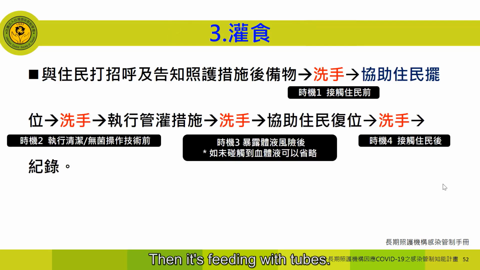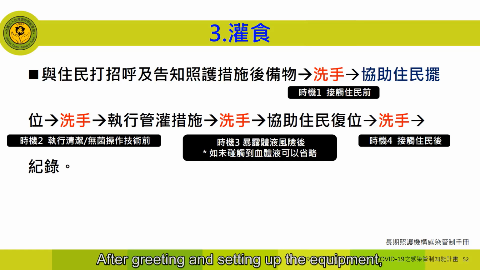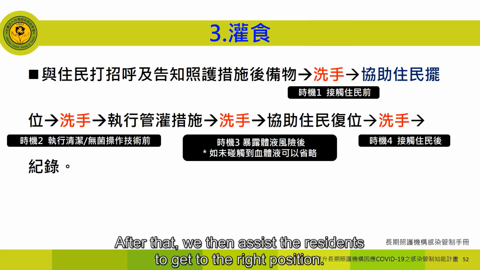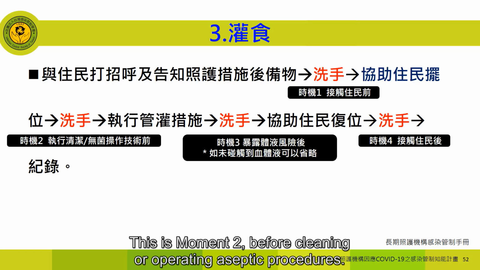Then it's feeding with tubes. We often feed water or milk to residents using nasogastric tubes. After greeting and setting up the equipment, we need to wash the hands immediately. This is moment 1 before touching a resident. After that, we then assist the residents to get to the right position. Then we wash our hands again. This is moment 2 before cleaning or operating aseptic procedures.